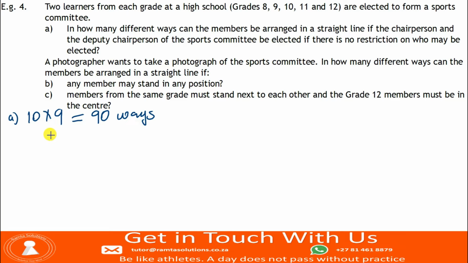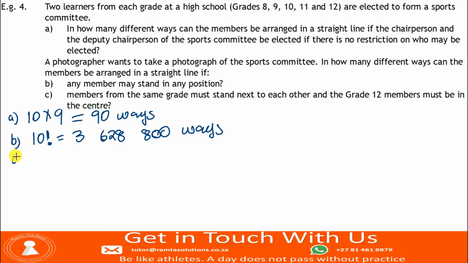Okay? Perfect. Now, a photographer wants to take a photograph of this sports committee. How many ways can the members be arranged in a straight line if any member may sit in any position? Now, there are 10 people. Anyone can sit wherever they like. And that means you have 10 factorial ways. So what is 10 factorial? 10 factorial is 3,628,800 ways. Remember, it's 10 factorial ways because there is no restriction. Anyone can sit wherever they like.